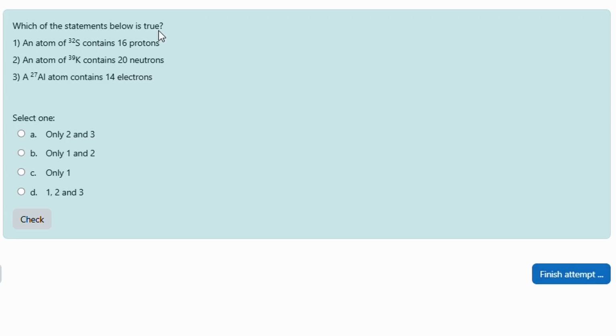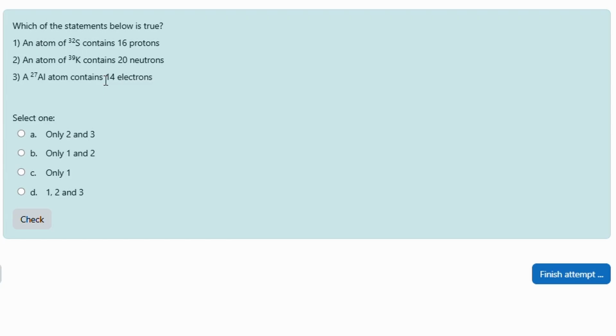Once again, we'll need to refer to the periodic table to work this question out. The proton number of sulfur is indeed 16, so an atom of sulfur will always contain 16 protons. Statement 1 is correct. Potassium has a proton number of 19. A potassium-39 isotope will have 19 protons and 20 neutrons to make 39 in total. Statement 2 is also correct.